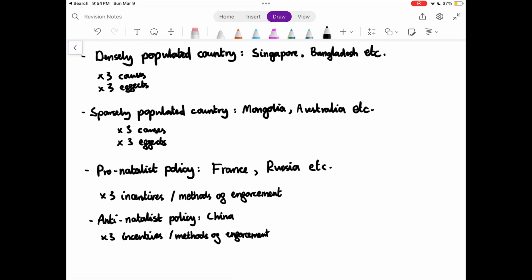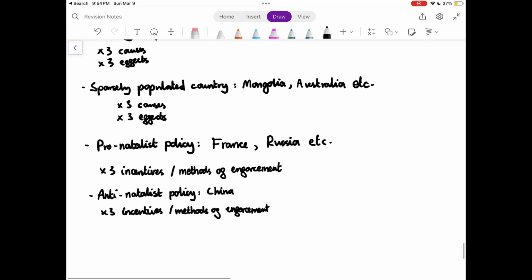You also need to know an example of a pro-natalist policy that's implemented in a country. So you need to know 3 methods of enforcement or incentives that are used to promote that policy. And you also need to know the same for an anti-natalist policy. So you need to know 3 laws that implement that policy, and also penalties or incentives that discourage that population growth.